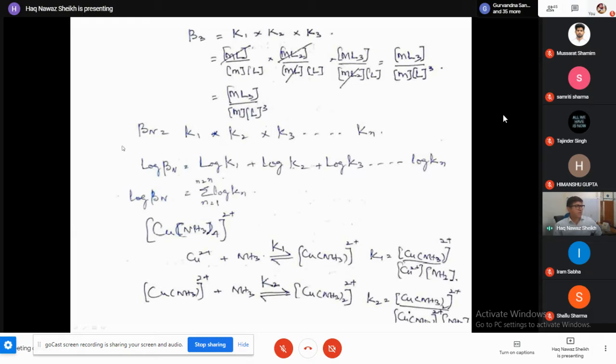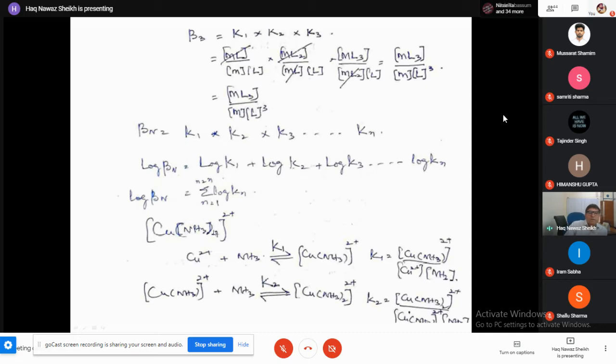So we generalize the situation. Beta n, the overall equilibrium constant of any complex formed in n steps, is equal to K1 into K2 into K3 up to Kn. Generally equilibrium constants have very large or small values, and therefore we take the log. So log beta n is equal to the summation, n varying from 1 to n, of log Kn. This is the relationship between stepwise equilibrium constants and overall equilibrium constants.